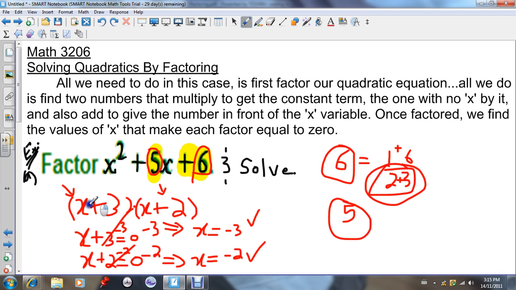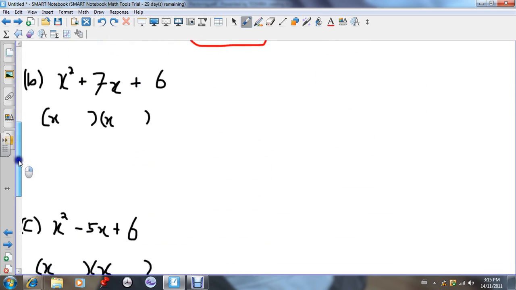Now, to find the values of x that make this equal to 0 and this equal to 0, you had to set each factor equal to 0, like we did. Then solve for x, like we did here. You get x equals minus 3, x equals minus 2. Easy peasy lemon squeezy? I hope so. Now, we're running through it quick. If you need to pause and go back, or you want to look at the example again, by all means do so. Okay, on to the next one.